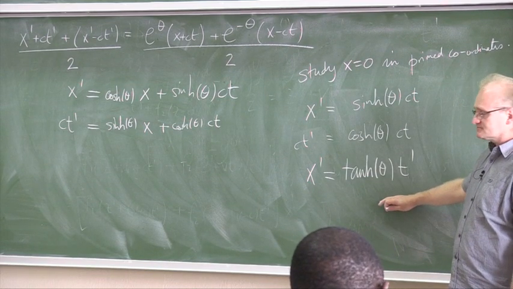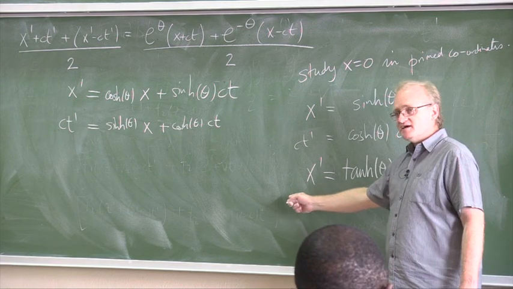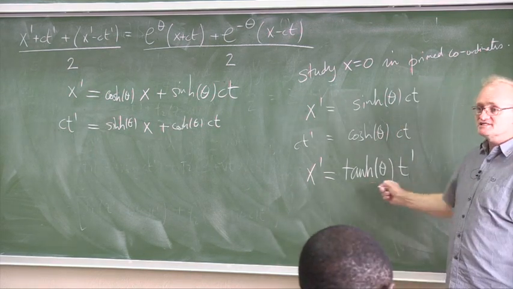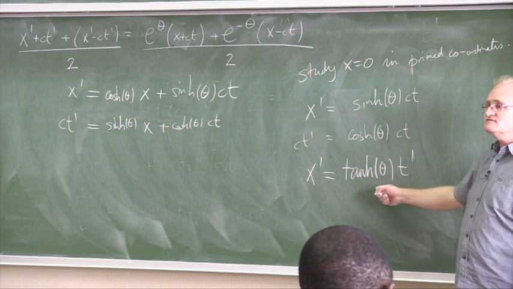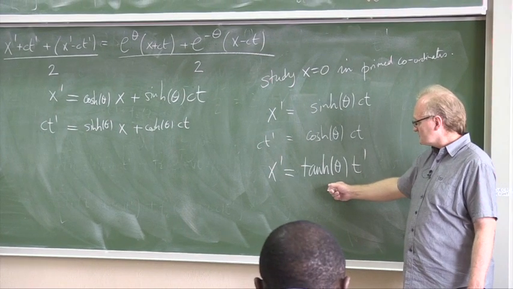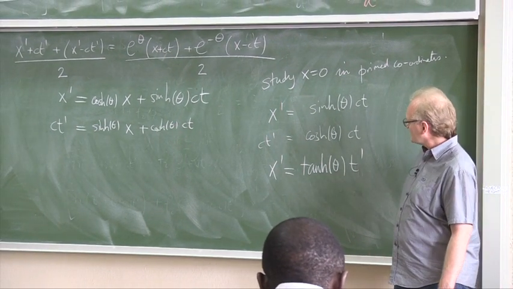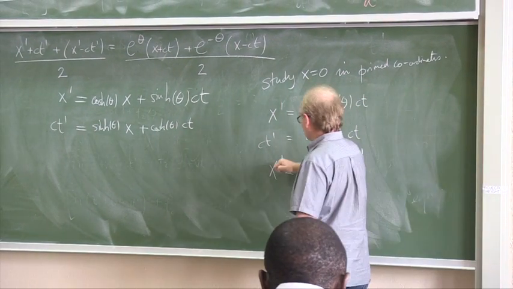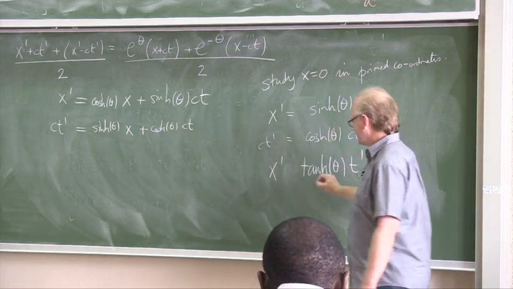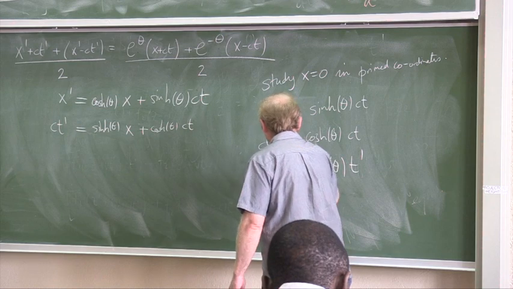Good. So what do we have? This just looks like x is equal to velocity times t. So what's the velocity of the primed coordinate system? Tanh theta. You know what? Good. Yes, that was a test, guys. I'm disappointed. There should be a c sitting there.